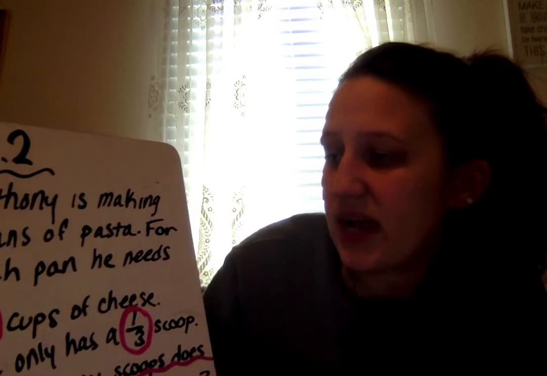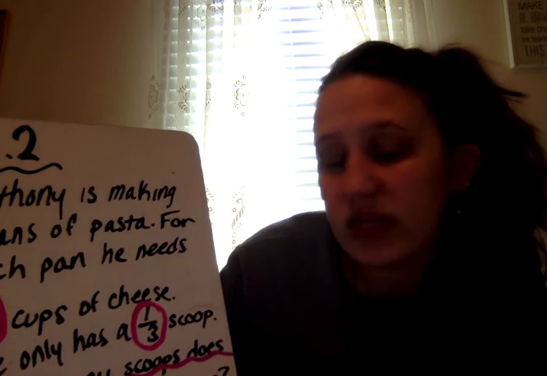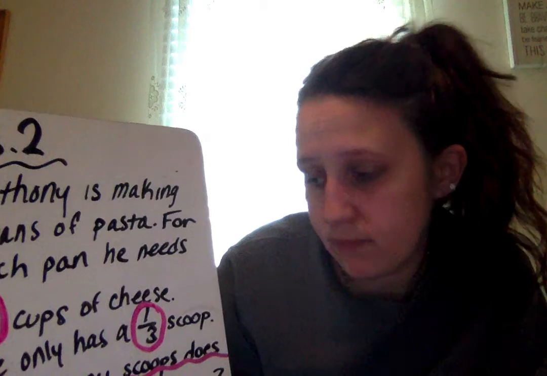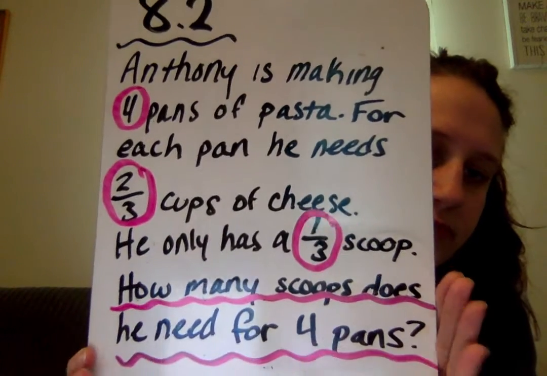So this lesson is going to go pretty quickly. Our first question is, Anthony is making 4 pans of pasta. For each pan, he needs 2/3 cup of cheese. He only has a 1/3 cup scoop. How many scoops does he need for all 4 pans? So I'll let you take a look at this question.